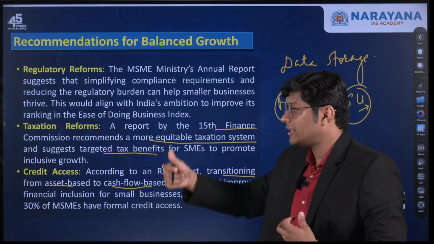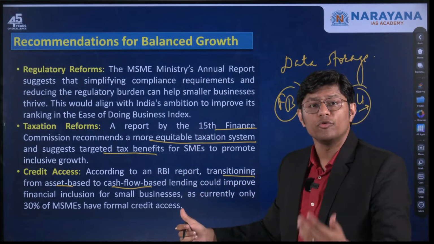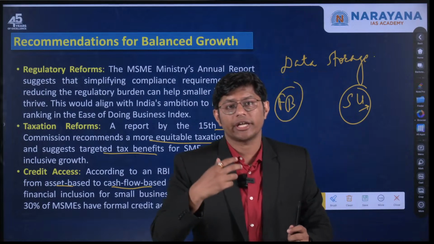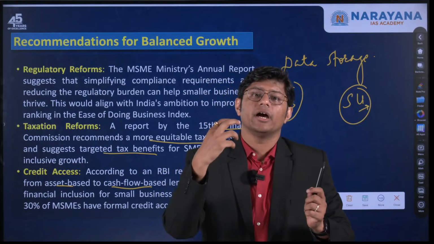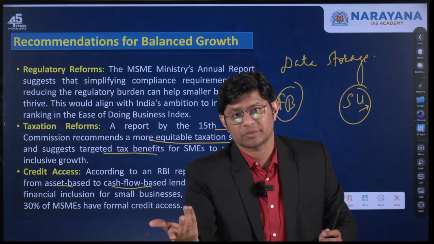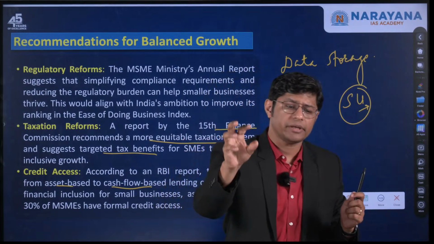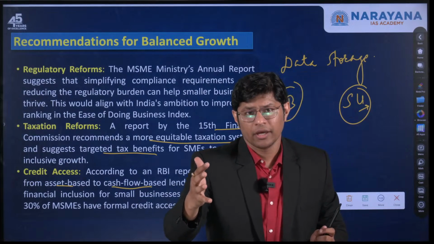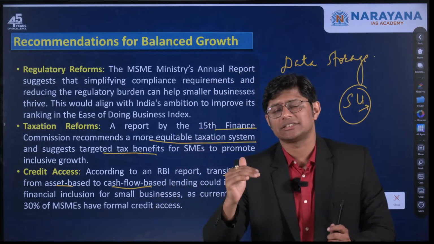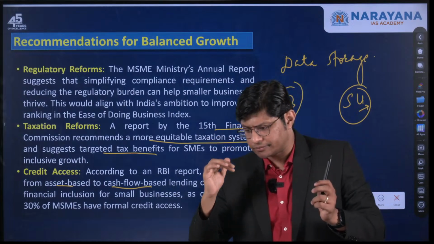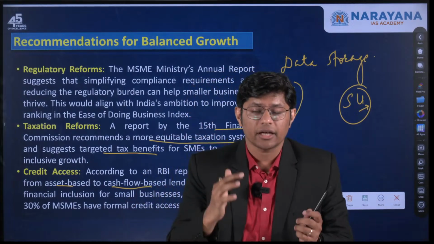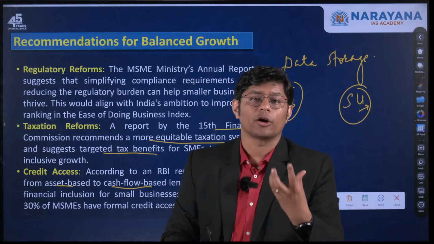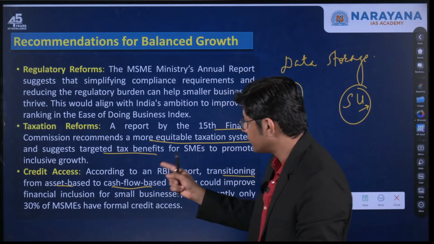And that's the reason the experts are suggesting that we need to move from asset based to cash flow, which means the lenders should also take into consideration the growth potential of the startups. Let's say, for example, this company B has a huge potential to grow and expand, which means the government has to set certain guidelines and rules and regulations, thereby helping these smaller businesses avail credit or capital. This is the third suggestion.